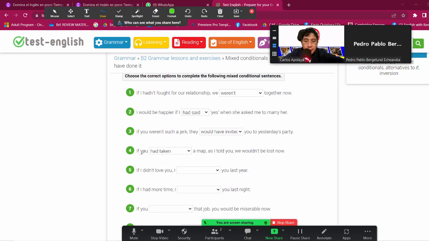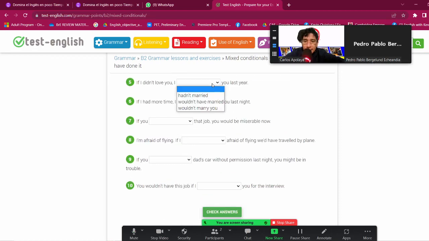Yeah, the fact. What is the fact? You didn't take a map, and we wouldn't be lost now. What is the fact? We are lost now. Amazing. Number five.